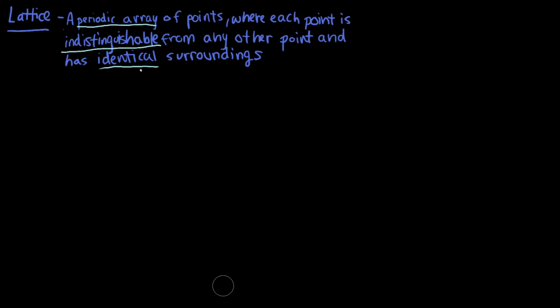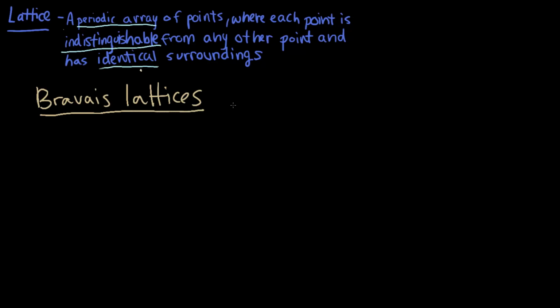They happen to be called Bravais lattices. They were first shown by Auguste Bravais. He's a French physicist in the 1800s, and so they're named after him. We already saw one type of Bravais lattice, known as the parallelogram.